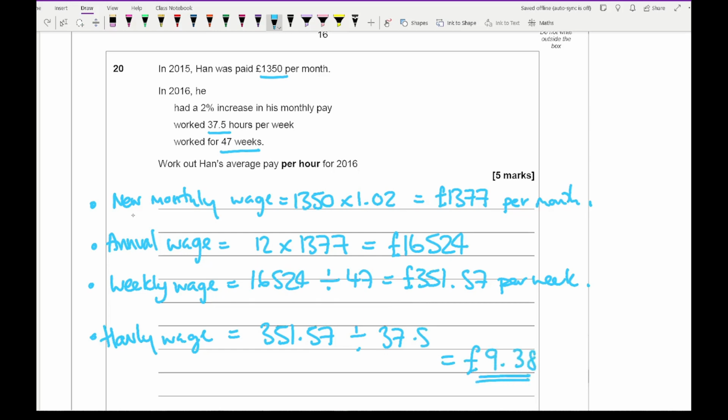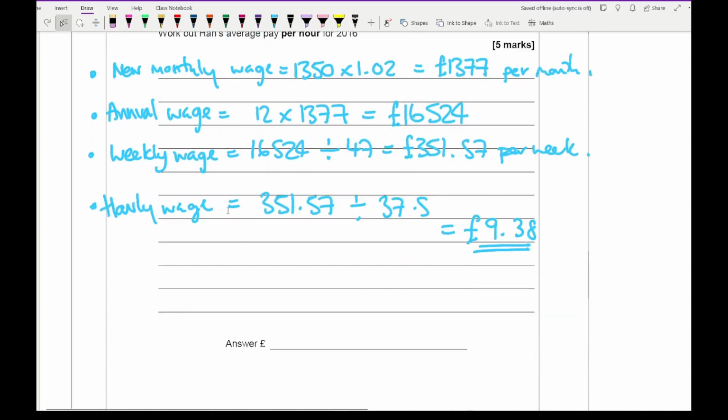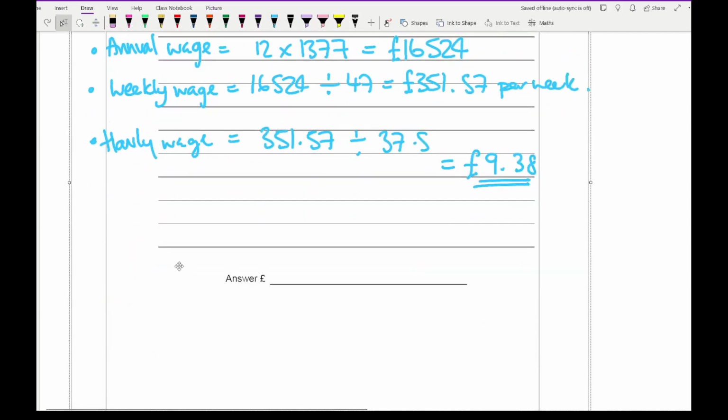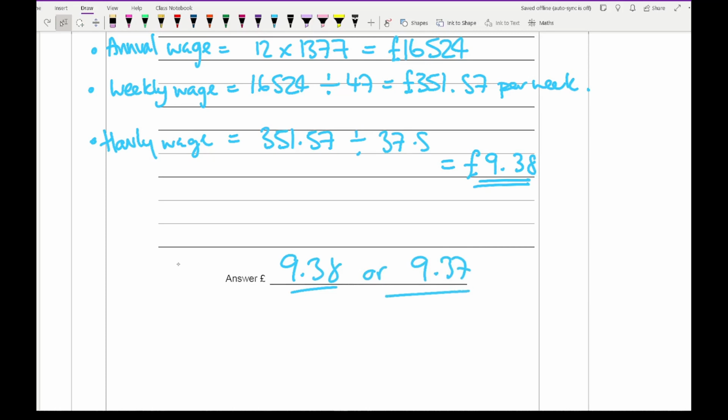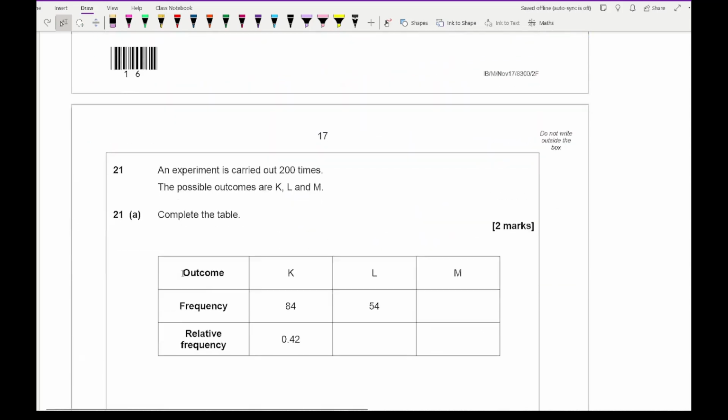And that comes up at a rate of £9.38. Now, depending on your rounding, you may have had £9.37, and that would be fine and acceptable for the full marks. So £9.38 or £9.37 would be fine for that. Obviously, you don't need to give both answers.